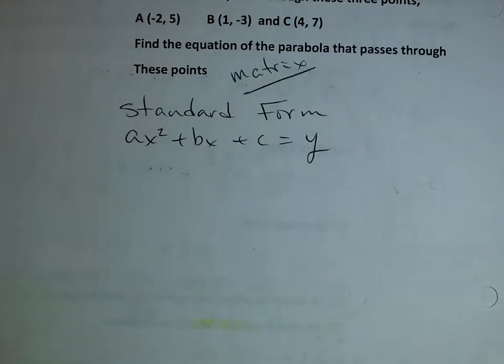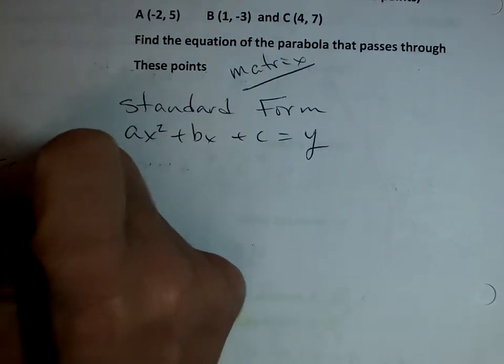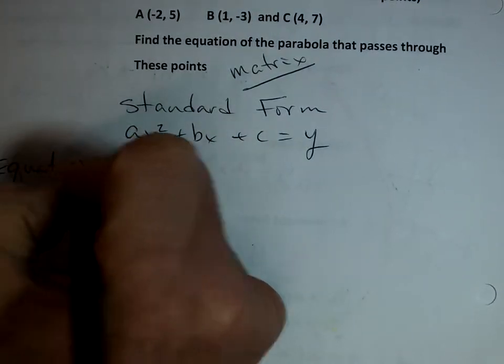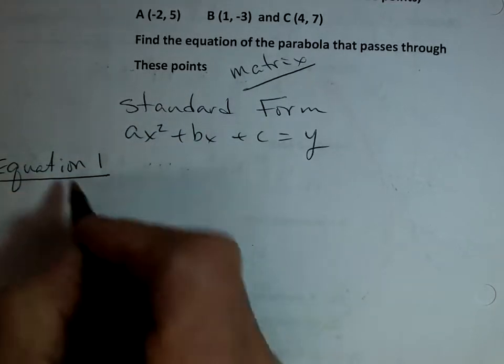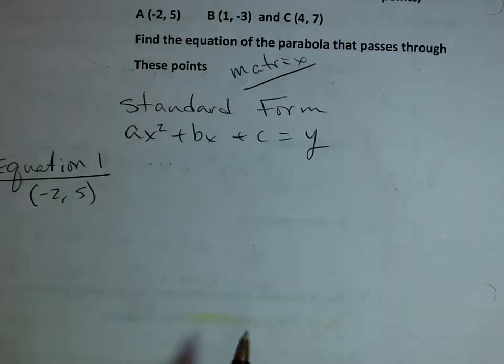How do we get the 3 equations? From our 3 points, okay? So here's how it works. Let's make equation 1. Equation 1 is made by plugging in the first point, negative 2, 5.